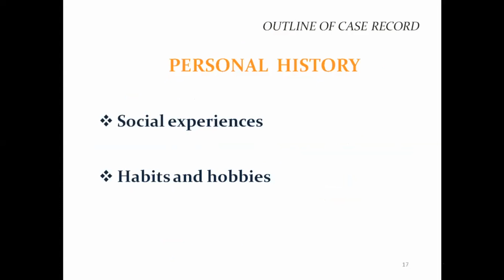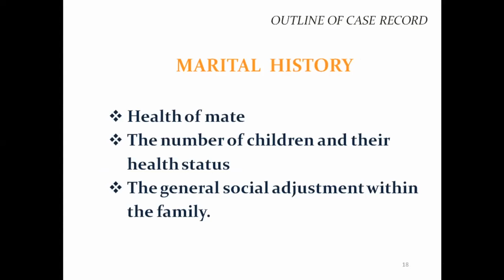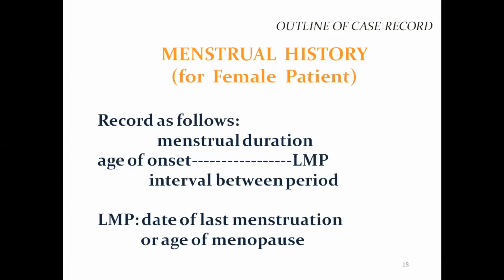Personal history like social experiences, habits, hobbies. This can also give you some clue, and you have to record it in the medical record. Marital history: health of mate, number of children and their health status, and general social adjustment within the family. So these all are important. And I have already told you last time how to record the menstrual history: age of onset and menstrual duration, interval between periods, like last menstrual period. This is how to write the menstrual history.